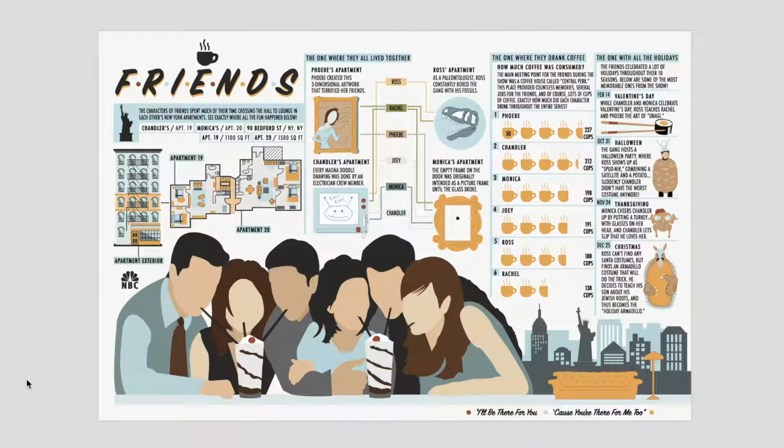My name is Caitlin Cameron, and I made an infographic about the TV show Friends. In this video, I'll go into detail about the rationale I used behind all of my design decisions throughout the process, which I'll discuss in further detail later.